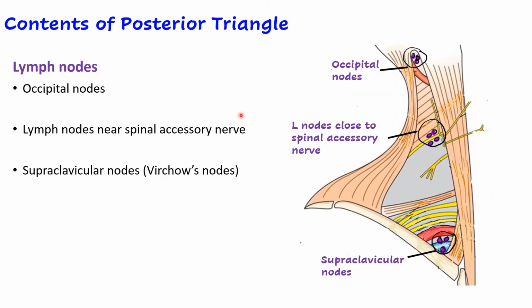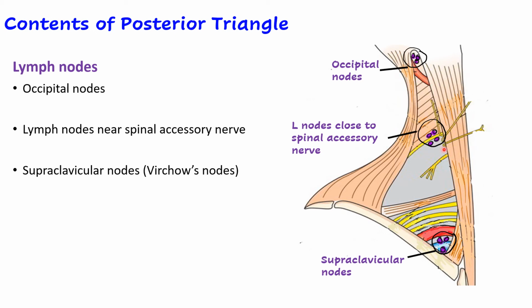We also have some lymph nodes, right? You can see that all these lymph nodes will be lying along the posterior border of the sternocleidomastoid. That's one thing you must remember. One is present at the apex, second is present in the middle, and third is present towards the base. This group of lymph nodes will be known as occipital lymph nodes.